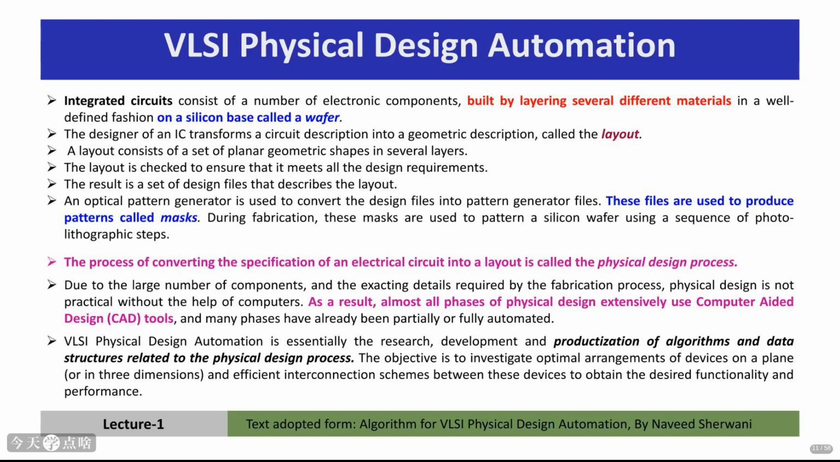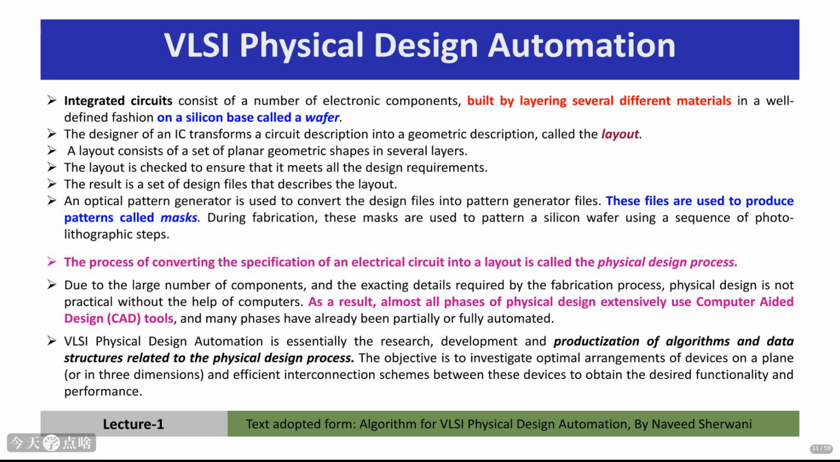Now we get to the heart of the matter, physical design automation. What does it actually mean? Imagine you have a blueprint, a circuit description. Physical design is the process of turning that blueprint into a real, manufacturable layout on a silicon wafer. This involves creating geometric shapes representing transistors, wires, and other components across multiple layers. It's incredibly complex, dealing with millions of components and nanometer-scale dimensions. Doing this by hand? Impossible.